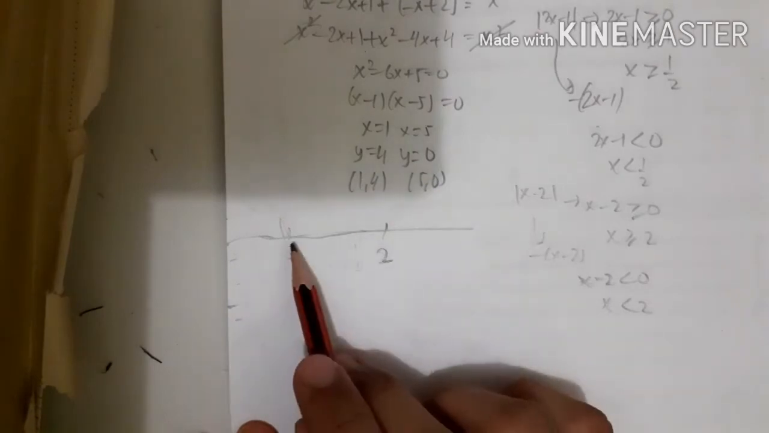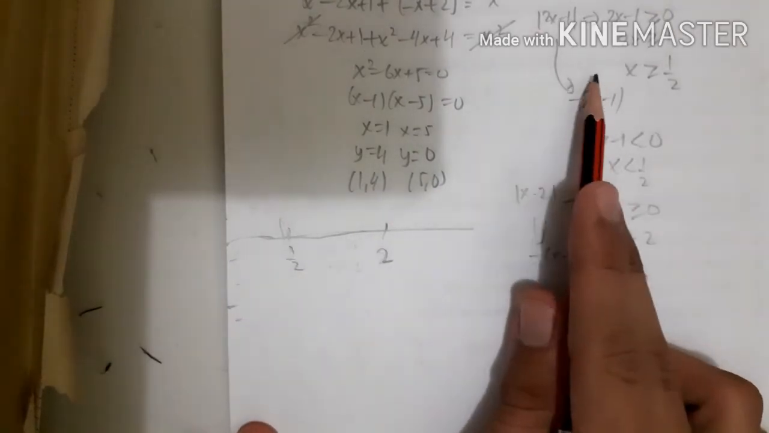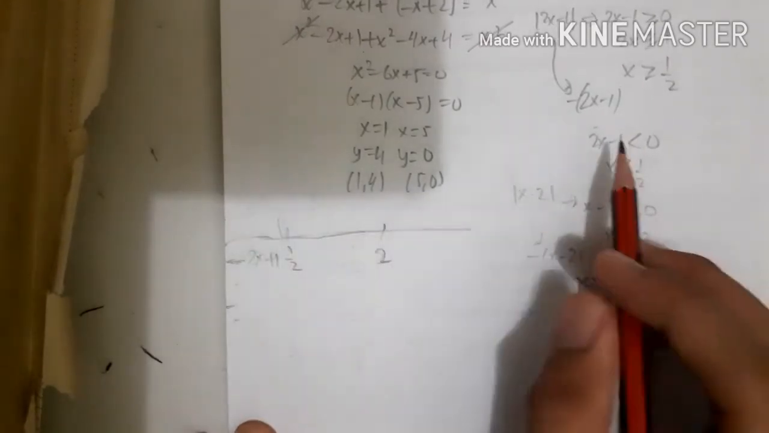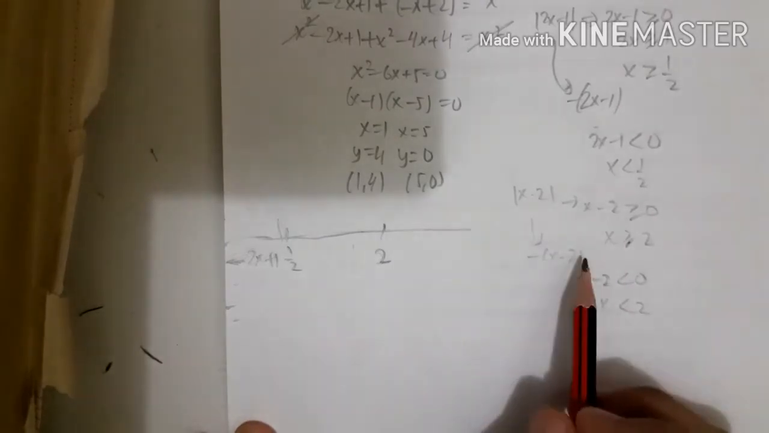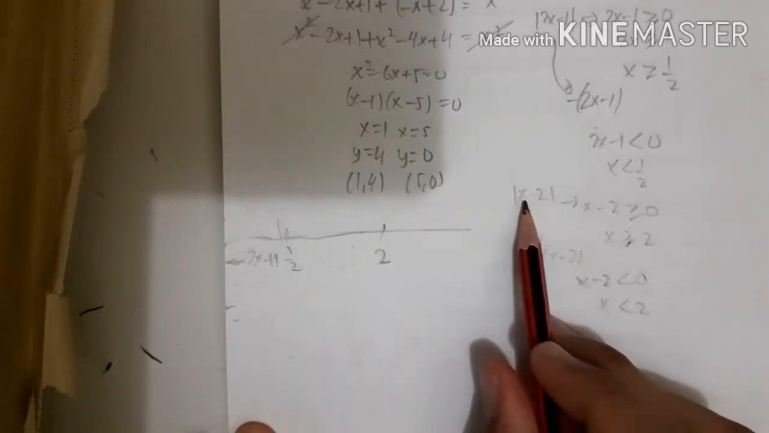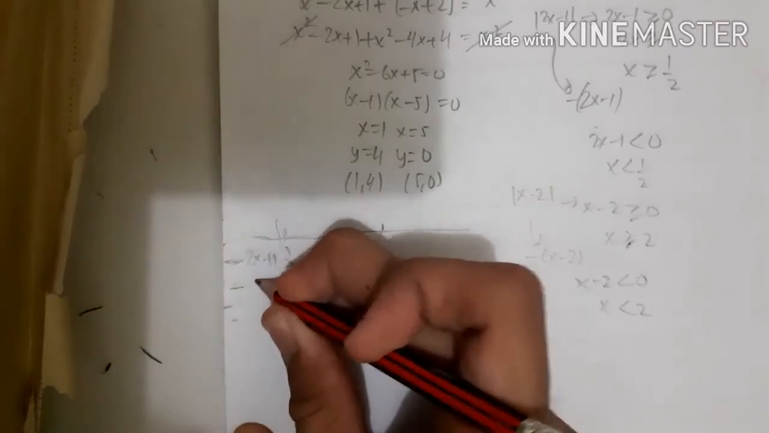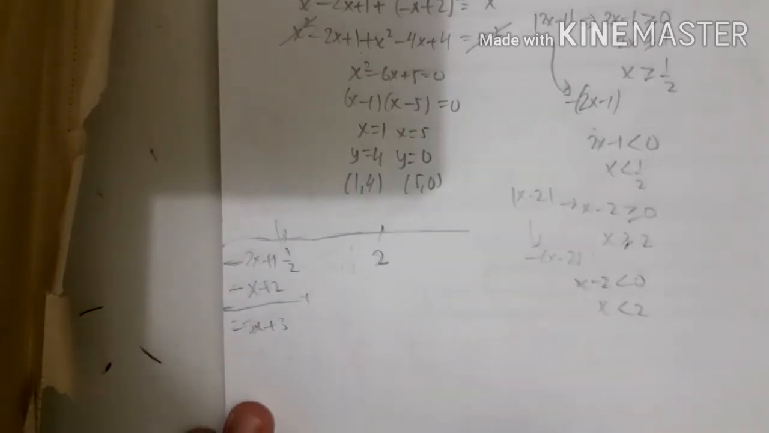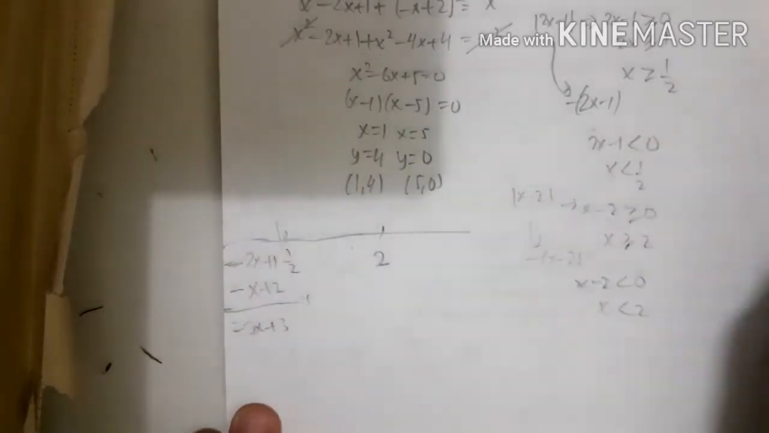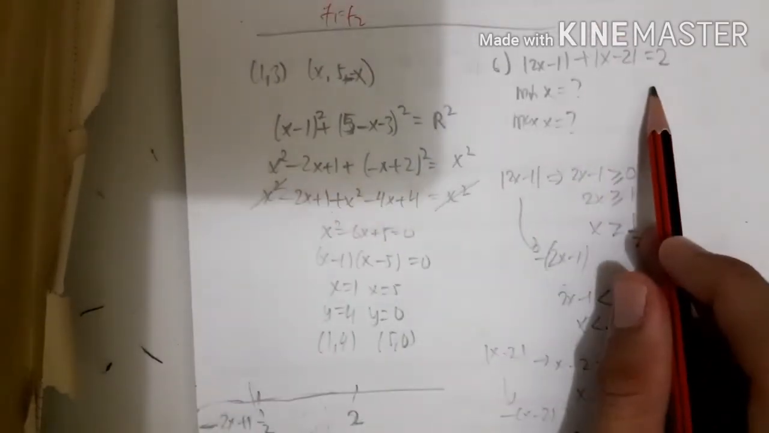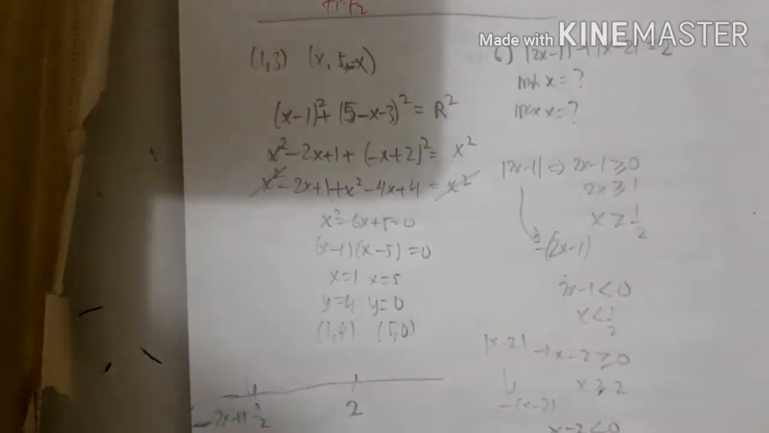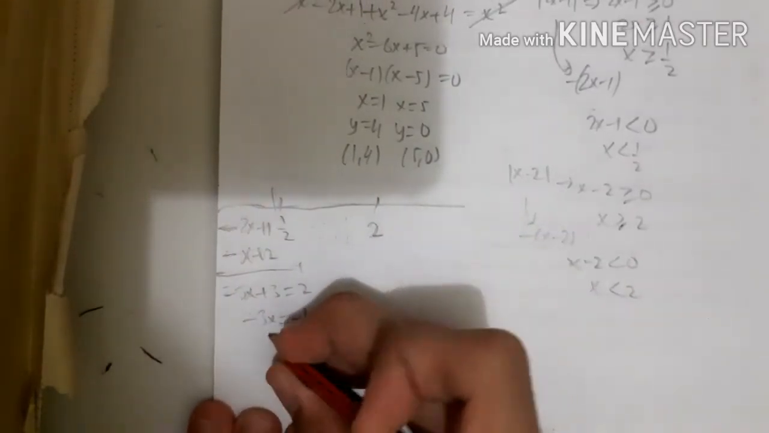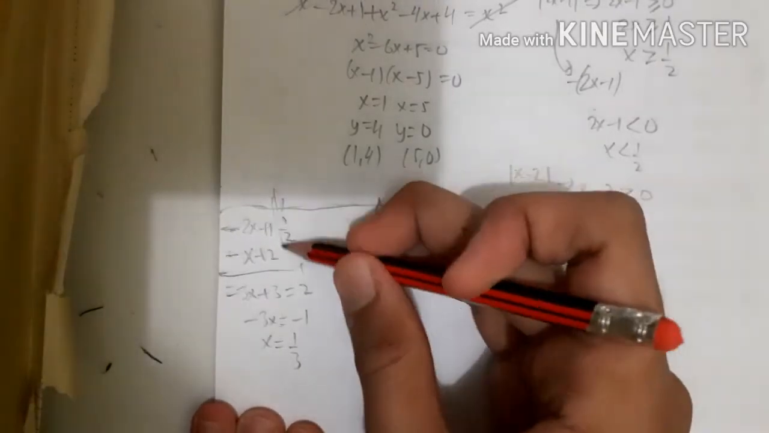Okay, so for the interval of less than half, it will be the negative of 2x minus 1, so this is minus 2x plus 1. And for x minus 2, less than half, it is the negative of x minus 2, so it is minus x plus 2. If we add up, that will be minus x plus 3, right? And because we add up, you can see at the initial equation that it equals 2, so we have to make this equal to 2. So this is minus 3x equals minus 1, so x equals 1 over 3. We keep that for later.